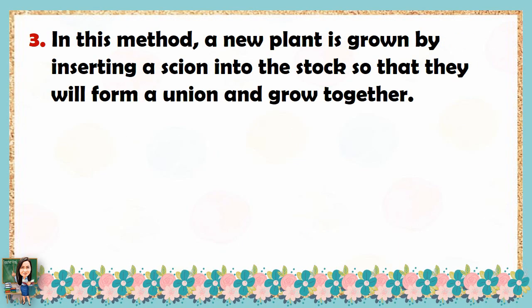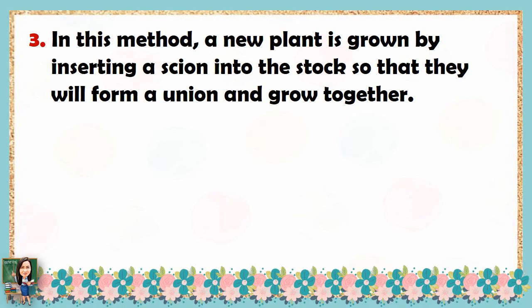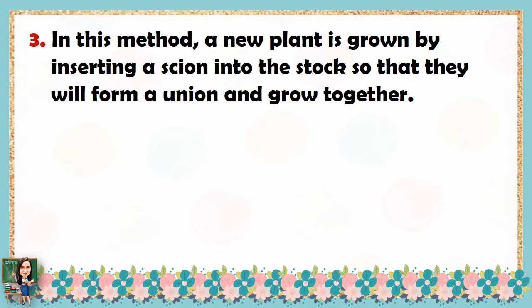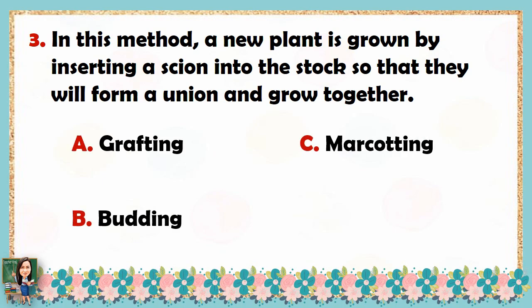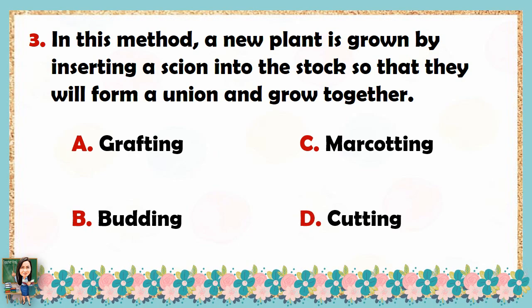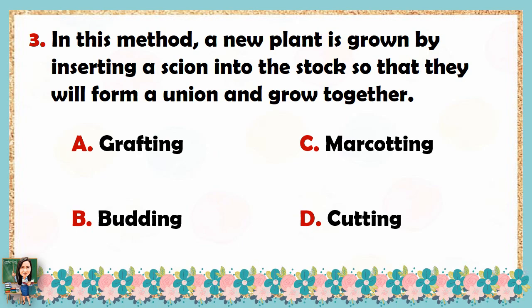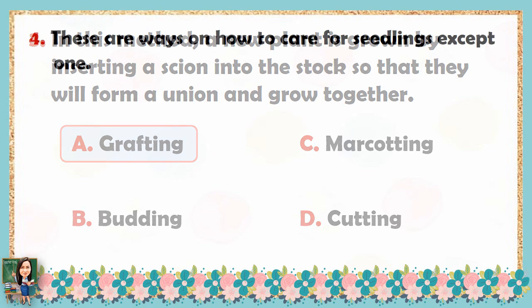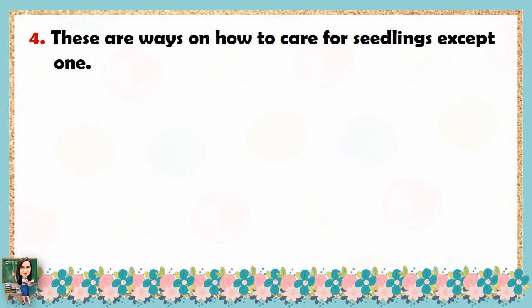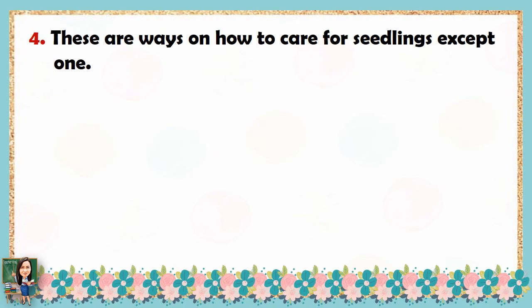Number 3. In this method, a new plant is grown by inserting a scion into the stalk so that they will form a union and grow together. A. Grafting. B. Budding. C. Marketing. D. Cutting. What is the correct answer? Very good. The correct answer is letter A. Grafting.